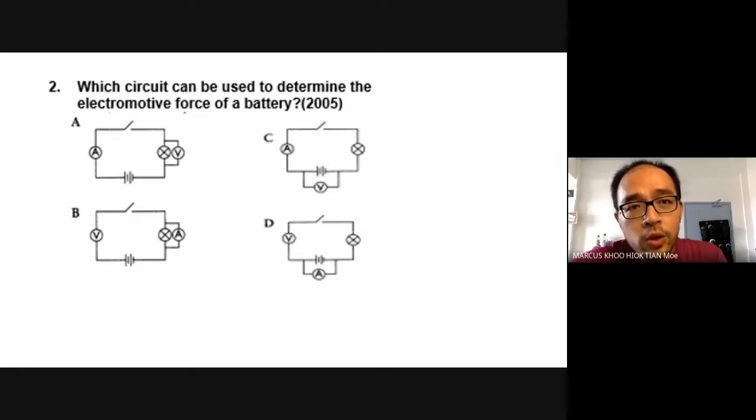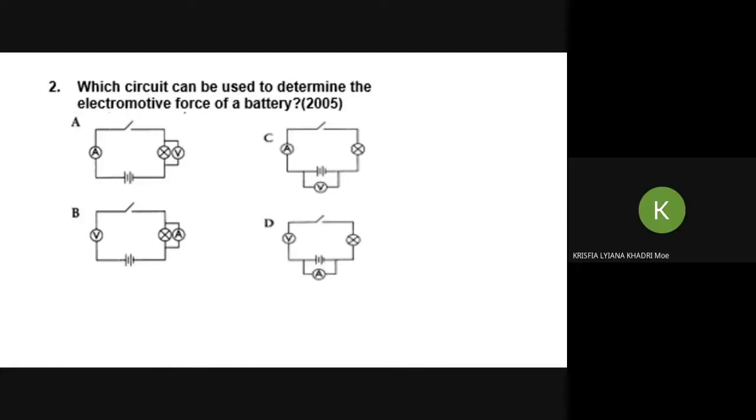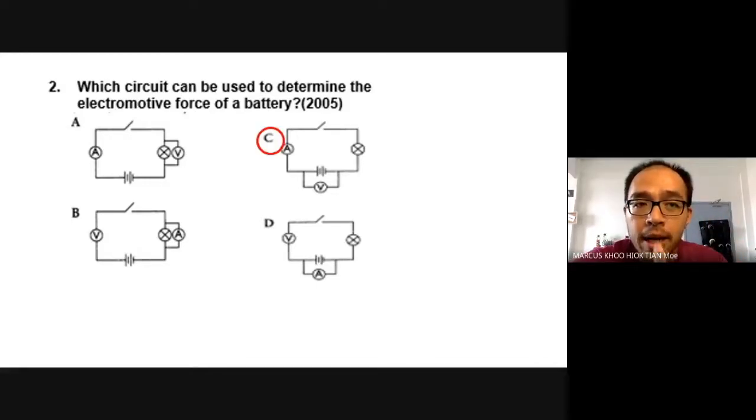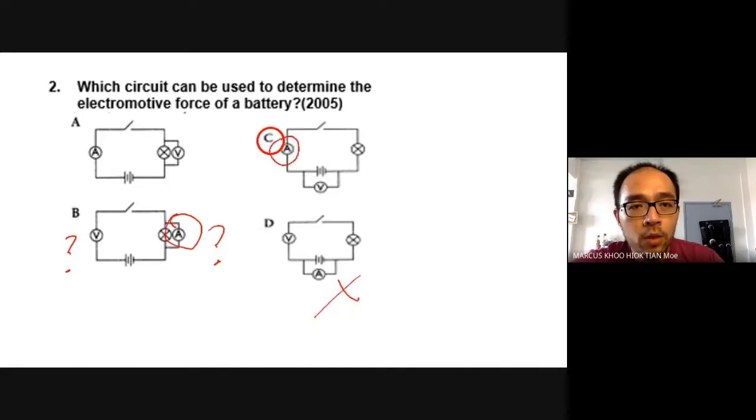Okay, number 2, next person. Which circuit can be used to determine the electromotive force of a battery? C. Why C? Because the voltmeter is across the battery. Very good. Definitely not the ammeter. Ammeter and voltmeter: the ammeter must always be in the main branch, in the mainstream. The voltmeter is the one in the different branch.